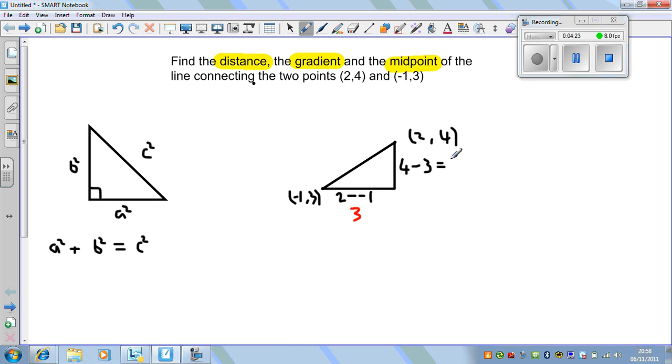It's going to be equal to 1. Oh, I didn't make that red. Let's make it red, because we can.